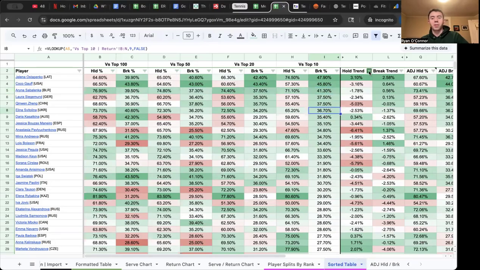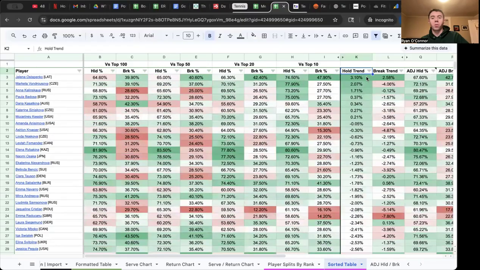Yeah. So then what that's kind of defined by is this hold trend. So this is basically the change, the slope, if you will. So here you have Ostapenko with a positive slope. There's a handful of players that have a positive slope, which is not what it really looks like in the men's tour. So Ostapenko, Vondrousova, Kalinskaya, Badosa, Kasatkina, Siniakova, and Kessler all get better against better competition.